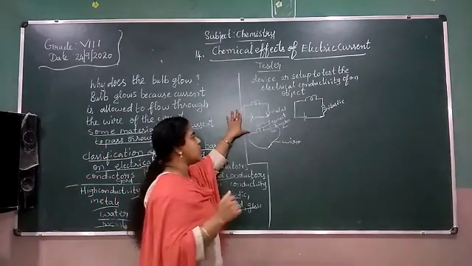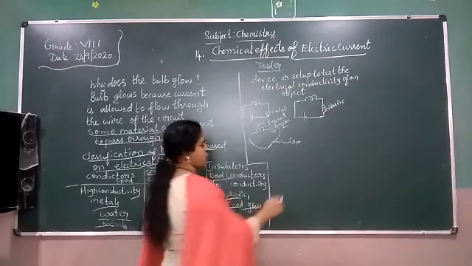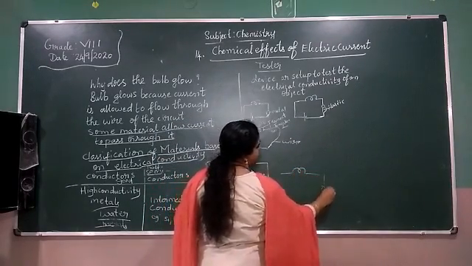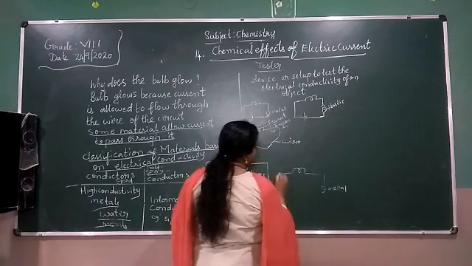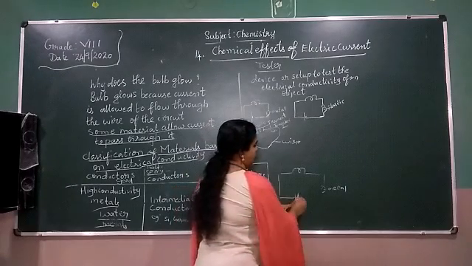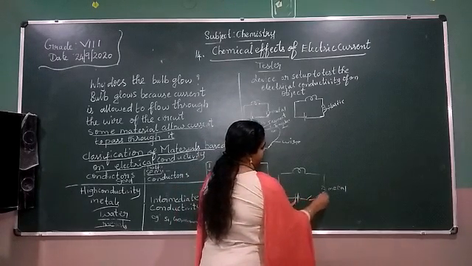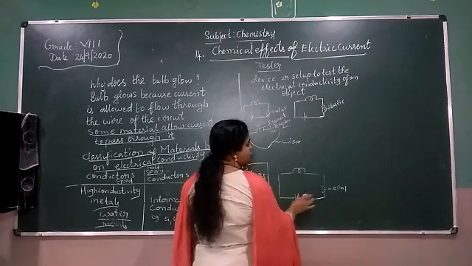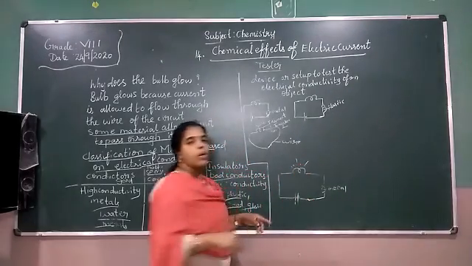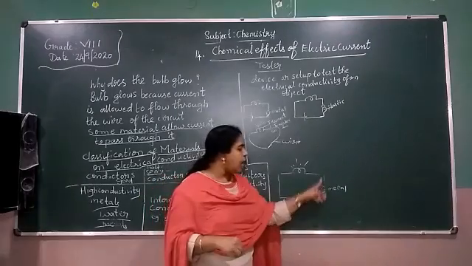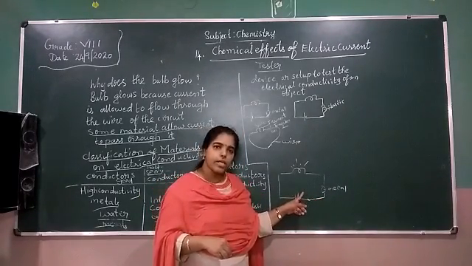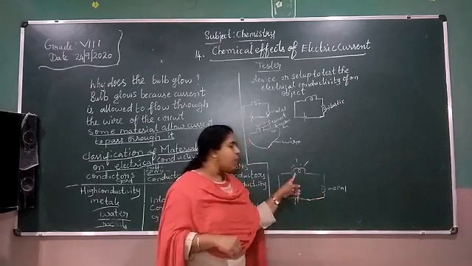So here I made the connection. Here I took a bulb. I connected a metal, just think this is any kind of metal, and a cell and a switch. If I switch on, what will happen? The bulb will glow. Why? The metals are good conductors of electricity. That's why the bulb will glow.